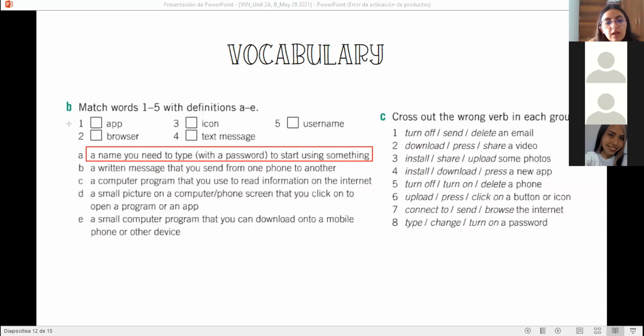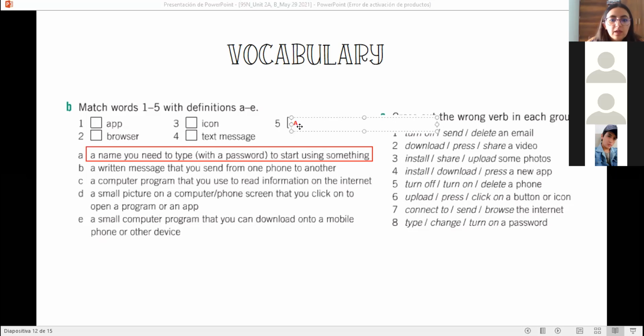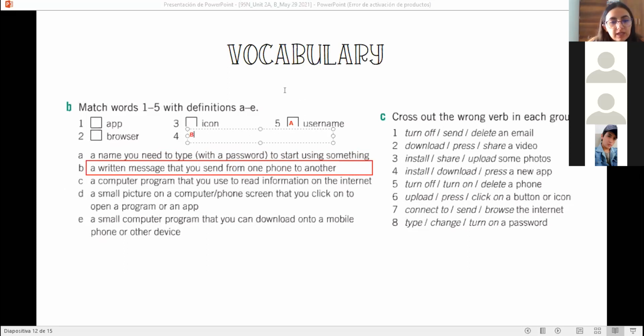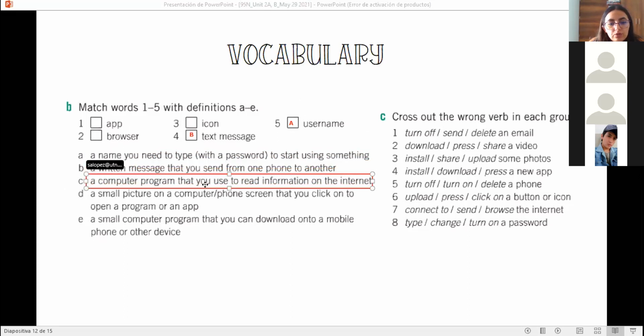A name you need to type. Username. Exactly, it's the username. Yes, so here we have letter A. It's the username. What about the second one? We have a written message that you send from one phone to another. Text message. Text messages. Exactly, it's a text message. What about the next? A computer program that you use to read information on the internet.